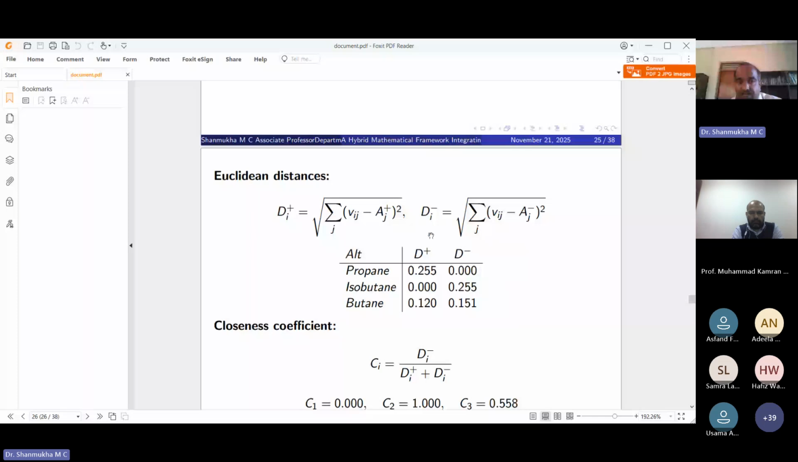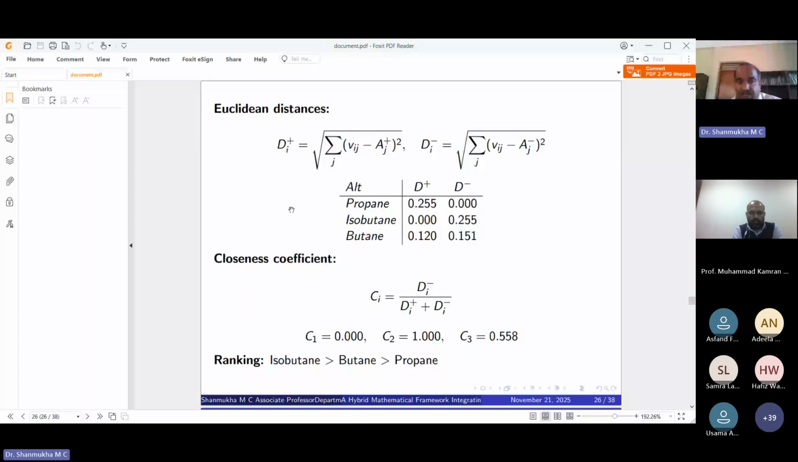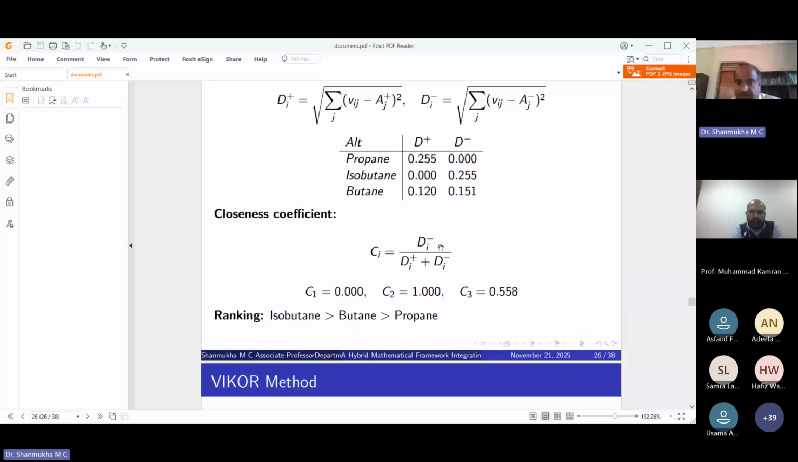Then finally in the TOPSIS method, the last step is the closeness coefficient. The formula to compute the closeness coefficient is Di minus upon Di plus plus Di minus. So we have Di minus for C1, that is, for the first structure, propane. So C1 is equal to Di minus value 0.0 upon Di plus value 0.255 plus Di minus 0. On simplification, 0 by anything is equal to 0, so propane C1 is equal to 0.